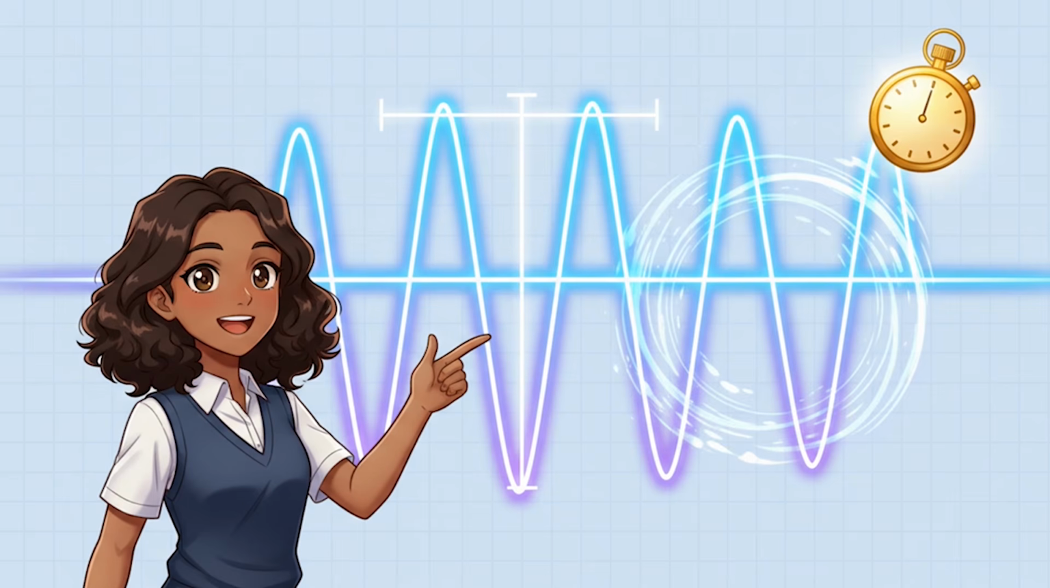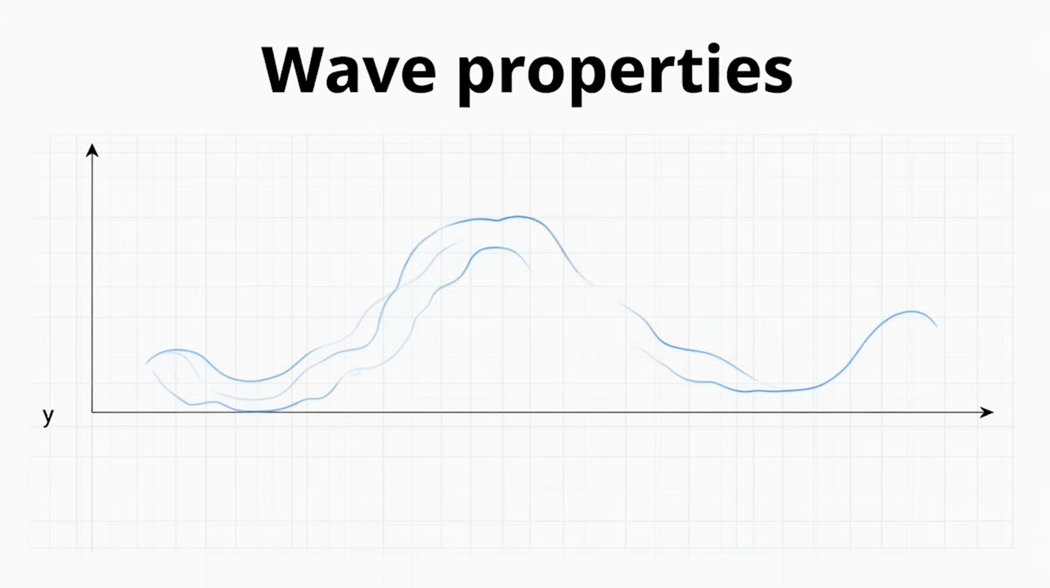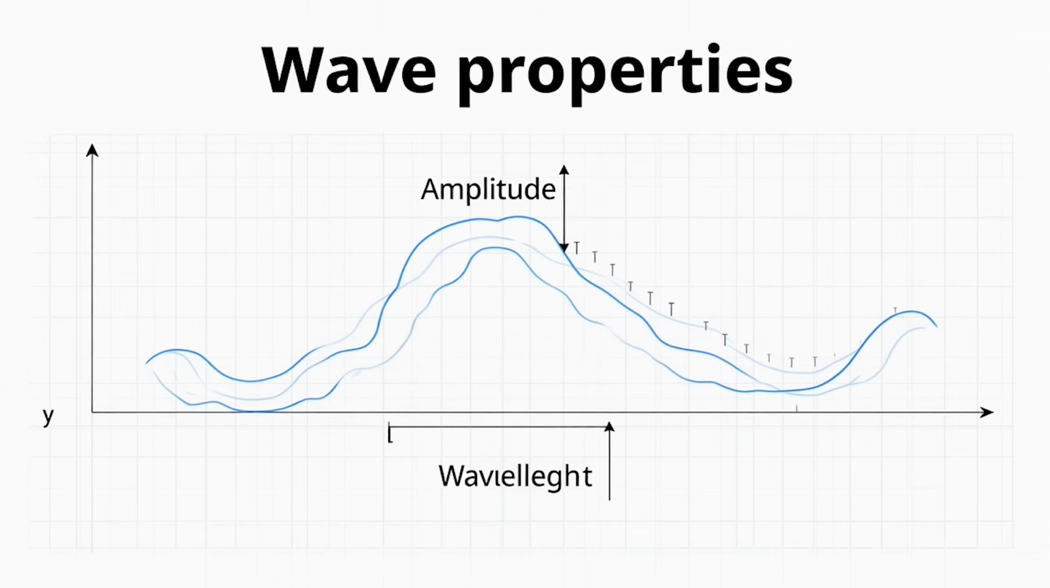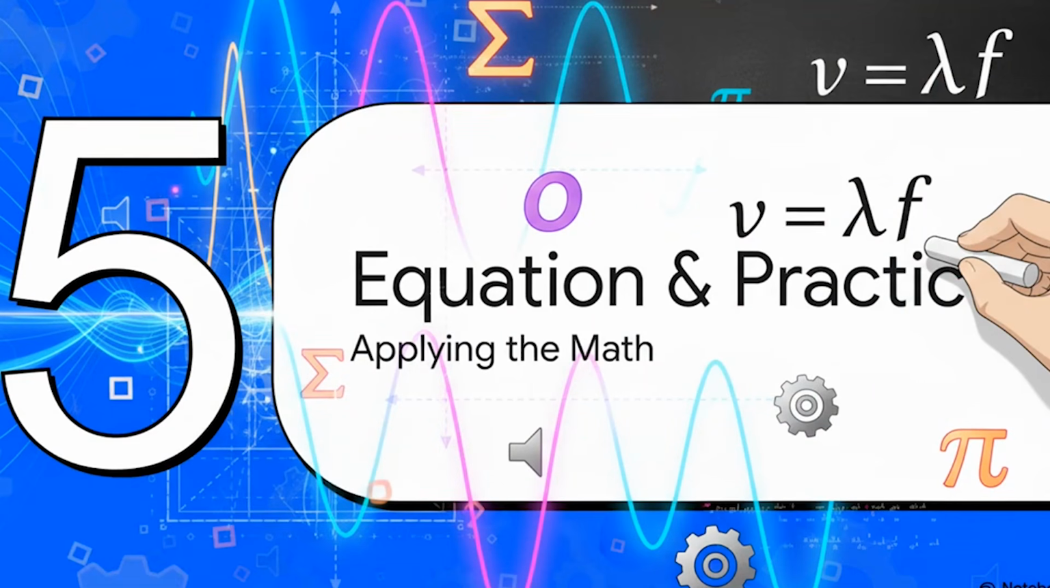And lastly, amplitude is the maximum displacement. Oh, and notice how frequency and period are closely connected, T equals 1 divided by F. Section 5, wave equation and practice.